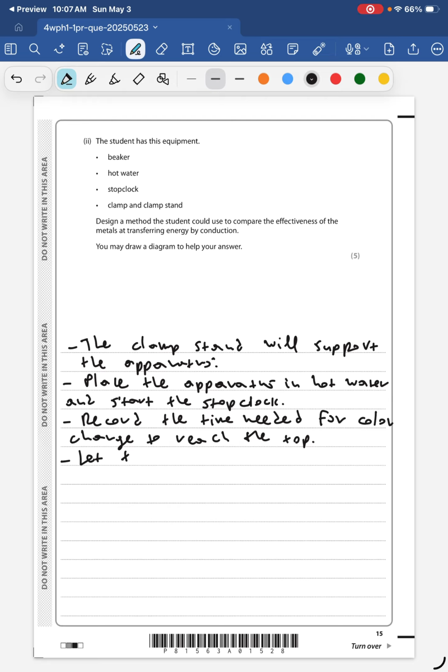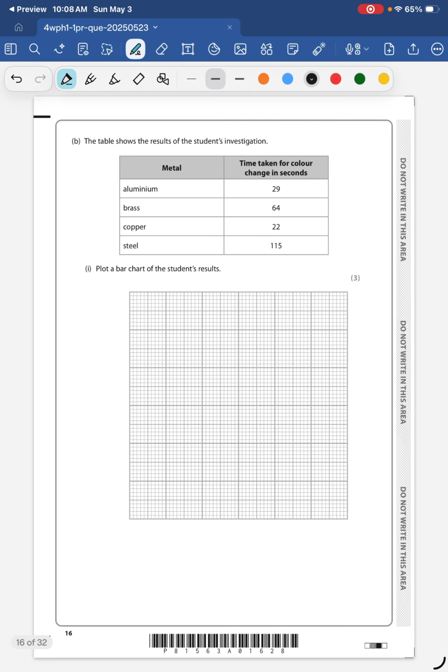Let the bars cool before repeating. And repeat and find the mean. Okay, so I guess this is the method. So we put the apparatus on the clamp stand. We put it in the hot water and start the stop clock. And we will need to record the time needed for the color change to reach the top, and then repeat and find a mean. Okay, let's move on.